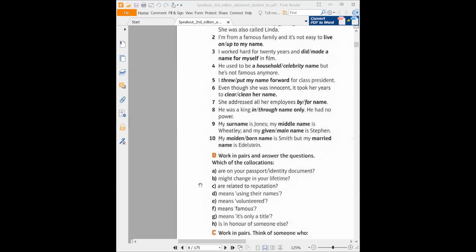Okay, let's do them together. So we said your surname, middle name, given name, maiden name, and even what is called married name, which is the name after marriage. They can all be on your identity document or your passport. Okay, we're done with that.